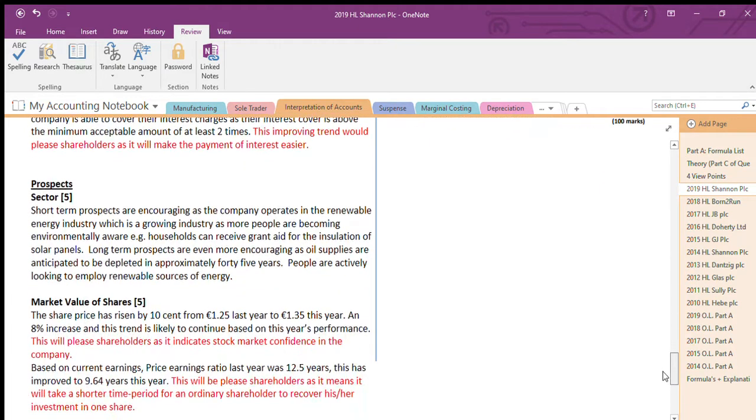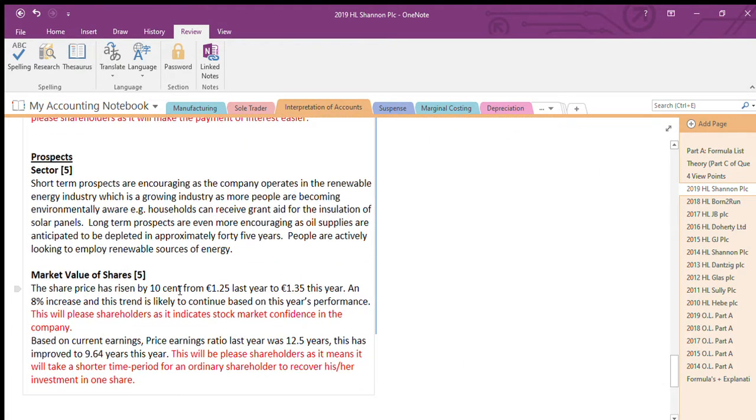So I'm stating here that the share price has risen by 10 cent. Last year's €1.25, this year's €1.35. This is an increase of 8%. If you want, you can work that out. It's 10 divided by €125. You're finding out how much it's increased by. So again, it's an increase of 8%, and what does that mean?